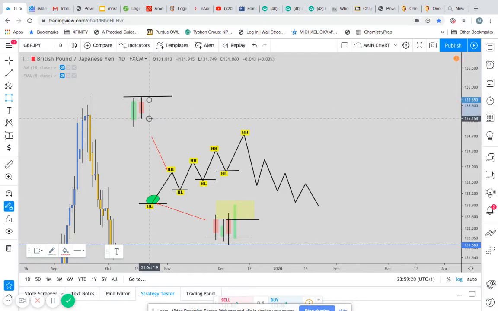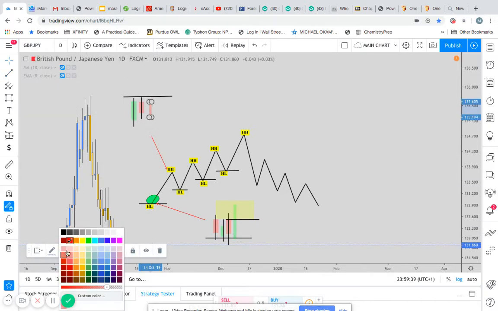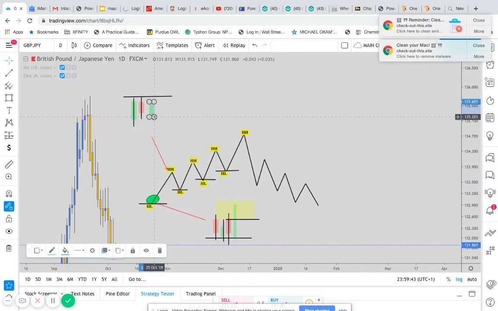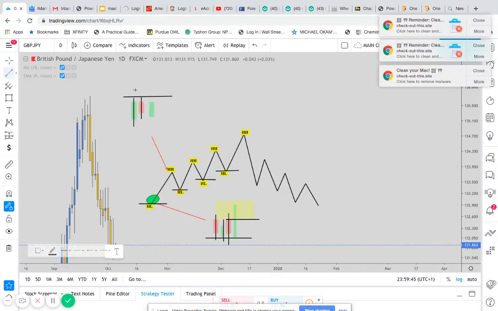But on the high, you want to see buy candles with the wicks. Okay, guys. Buy candles with the wicks. Guys, practice this stuff. Practice it.